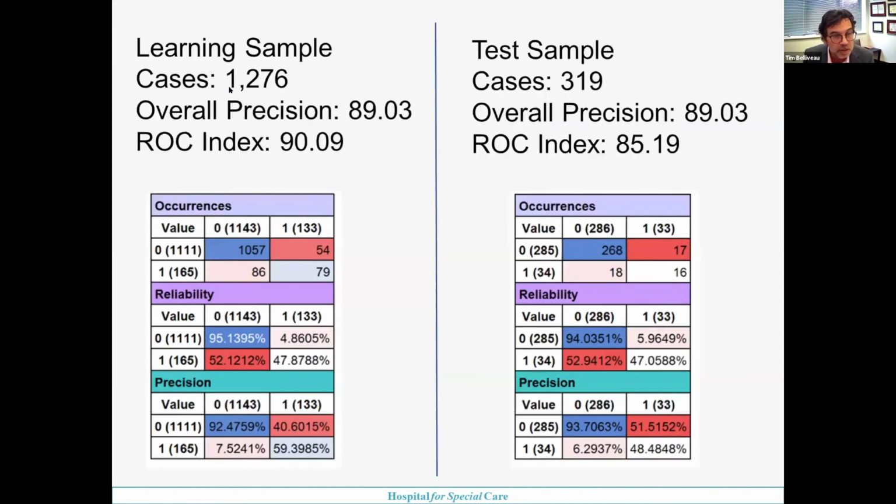So our learning sample had 1,276 cases, and the overall precision was 89%. In this example, it was a little bit better with a large number in the learning sample, and then the accuracy dropped down with a smaller case set of 319. One of the things that influences this is called overfitting, in which the network learns the patterns of relationships and the conditional probabilities among the variables in the training set and can become quite efficient with that set. But when you have a cross-validation set, the accuracy will often go down if those cases are very different than the ones that it learned on, or if there simply just aren't enough subjects.